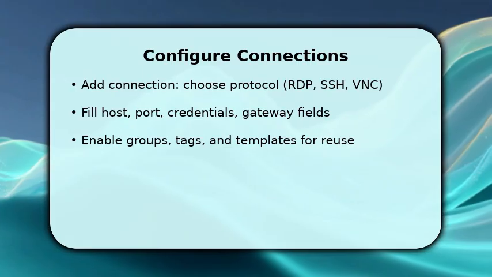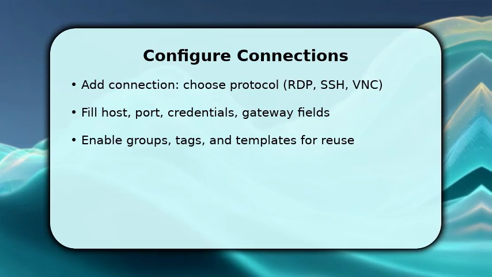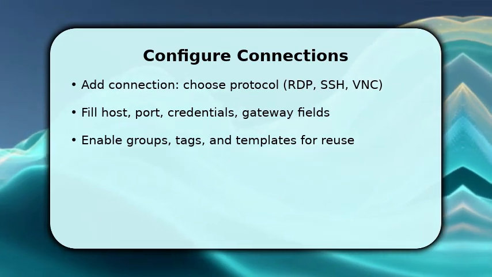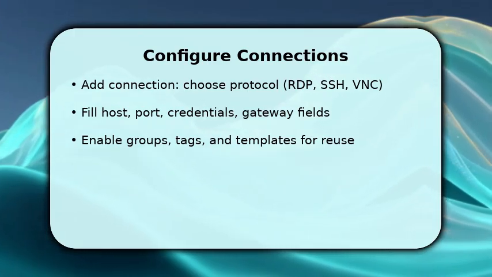Now you configure individual connections. Create a new session, select protocol such as RDP or SSH, then enter host address, port, and assign the vault credential. Use gateway entries for jump hosts and enable port forwarding when needed.